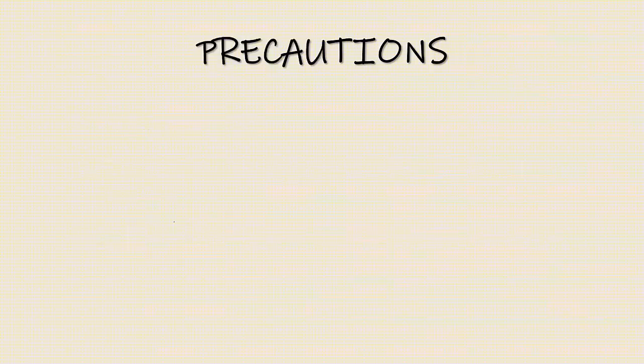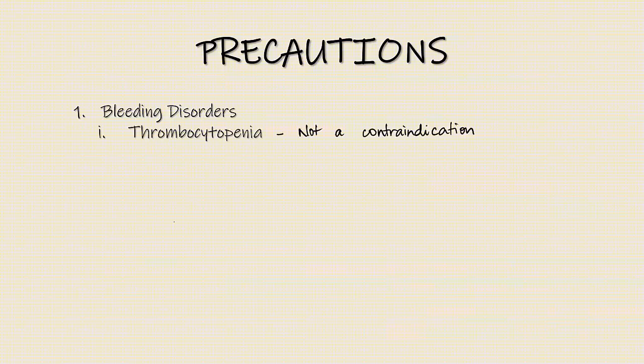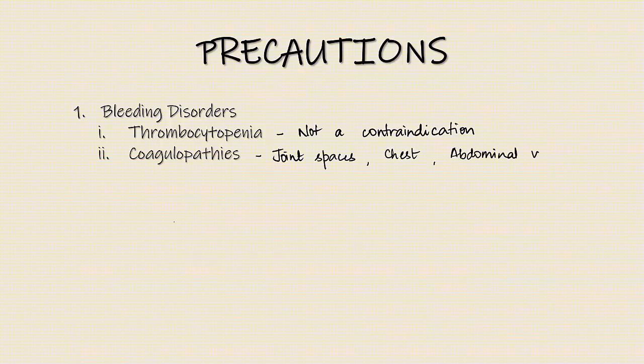While FNAC is generally a safe procedure, precautions have to be taken when aspiration is contemplated of some sites under certain circumstances. Bleeding disorders. Thrombocytopenia per se is not a contraindication to FNAC. In patients with coagulopathy such as hemophilia, aspiration of joint spaces, chest and abdominal viscera is contraindicated. Superficial lesions may be aspirated and pressure applied to the puncture site for at least 5 minutes following the procedure.